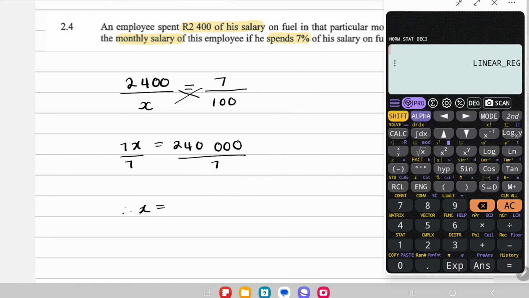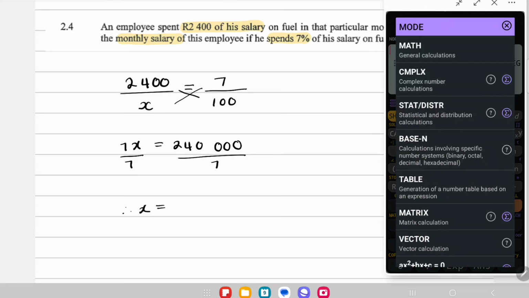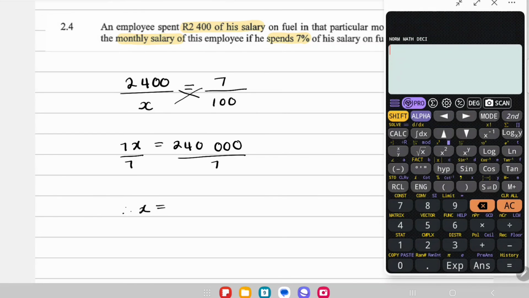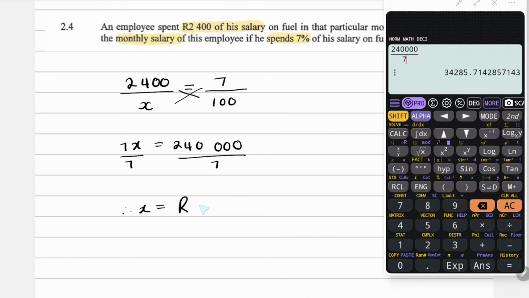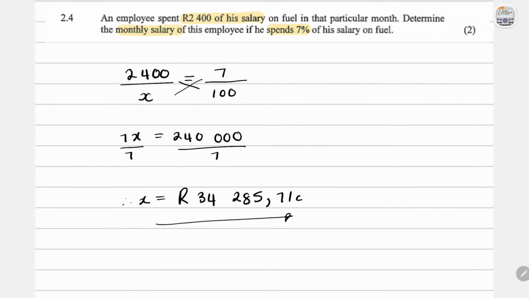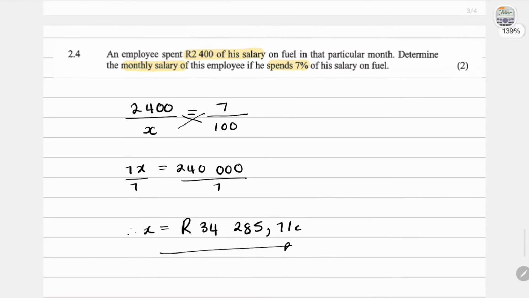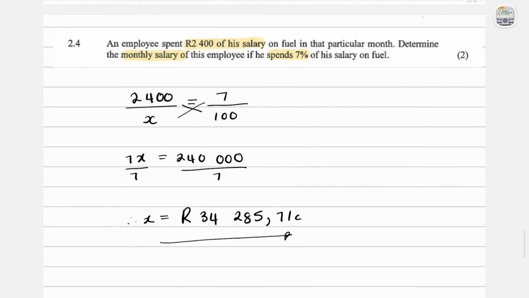We can just put this back on because we need it now. Yours will be comp. I just put mine on math. So 240,000 divided by 7 gives us 34,285.71 cents. And that's how much he earns. That's his salary. Okay, moving on to the next question.